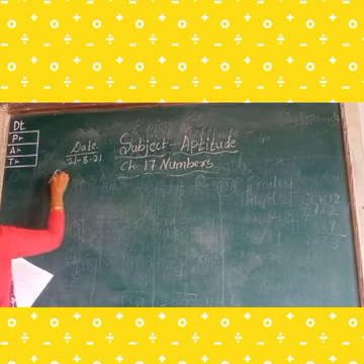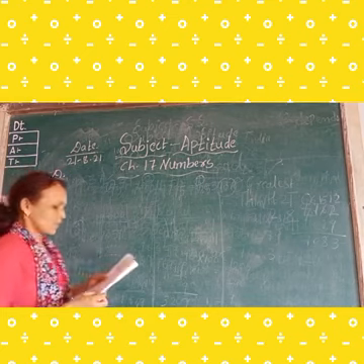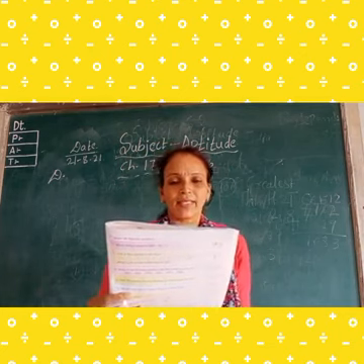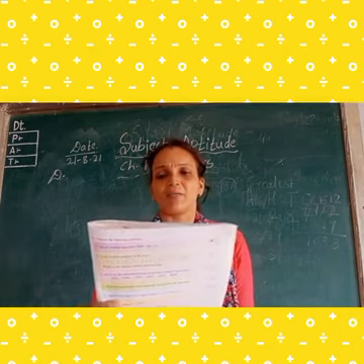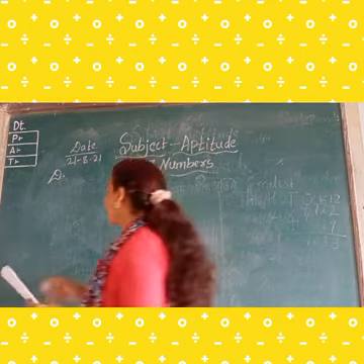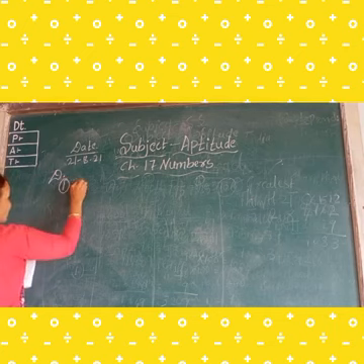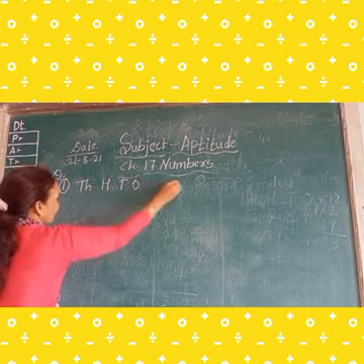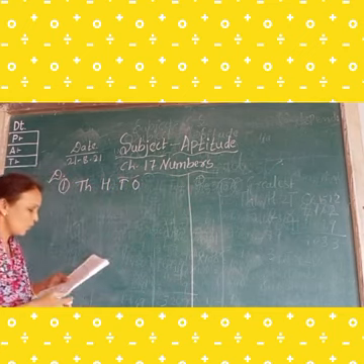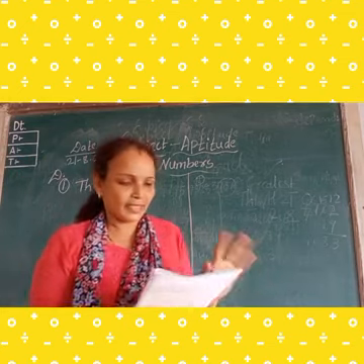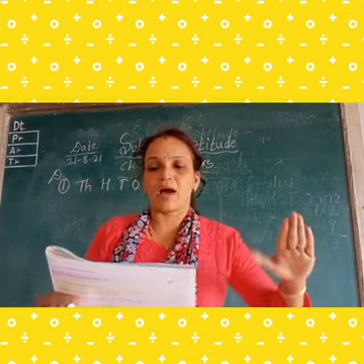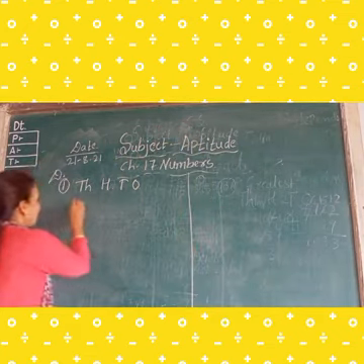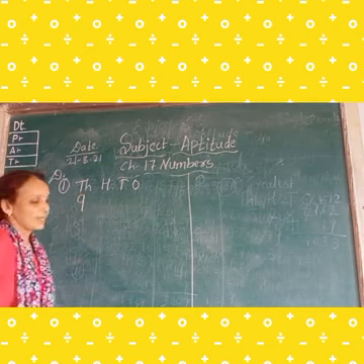Question B. Use the clues given below to identify the number. The digit at thousands place is the largest one-digit number. Thousands place starts from the left, so 1000, 100, tens and ones. The digit at thousands place is the largest one digit. The largest one-digit number is 9. In the thousands place, the largest one-digit number is 9.